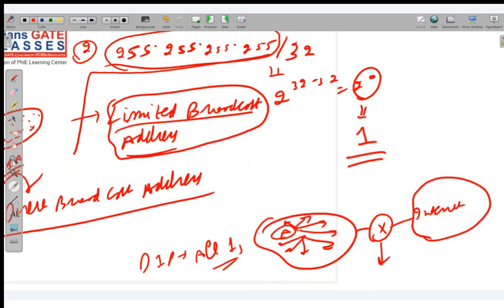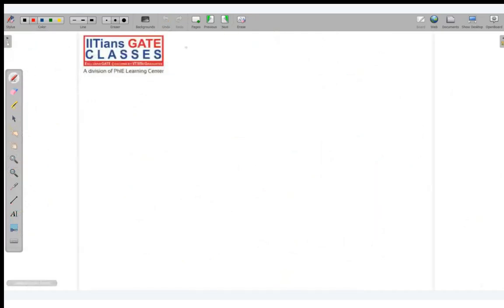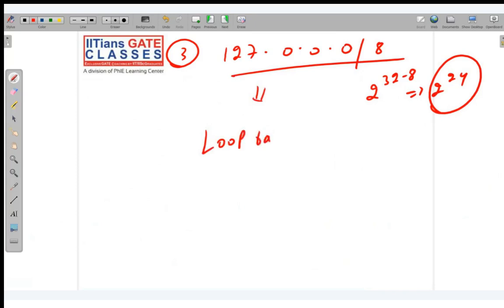Next is the third one. You can take the snapshot. Done, sir. The third special address I am telling you is 127.0.0.0/8. How many IP addresses are these? 2 power 32 minus 8, 2 power 24 IP addresses. So this block has 2 power 24 IP addresses, and these are known as loop back addresses.